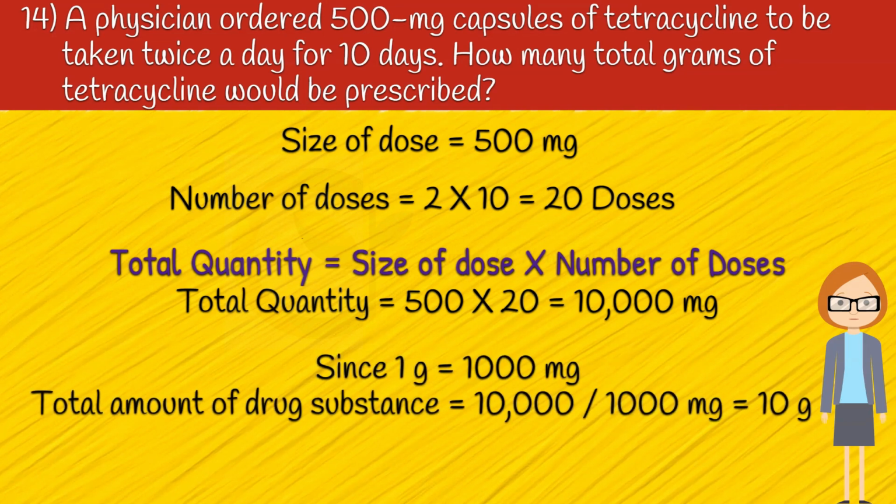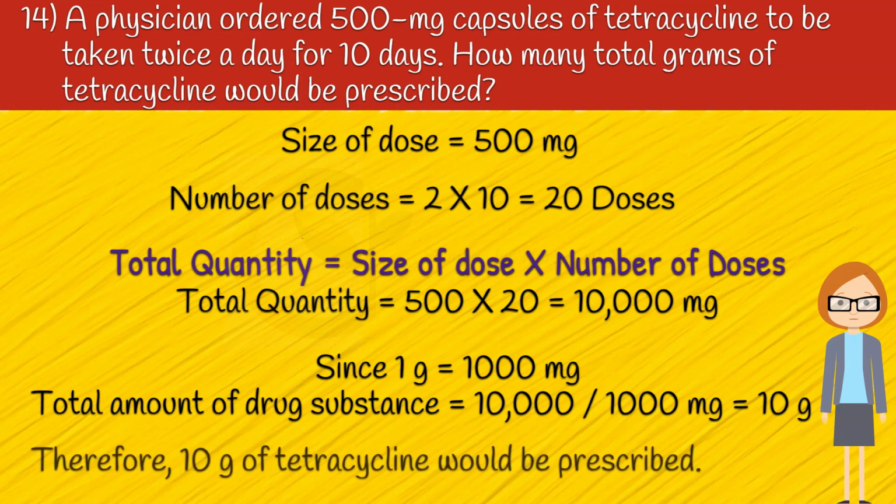Now, to convert milligrams to grams, since 1 gram is equal to 1,000 milligrams, total amount of drug substance is equal to 10 grams. Therefore, 10 grams of tetracycline would be prescribed.